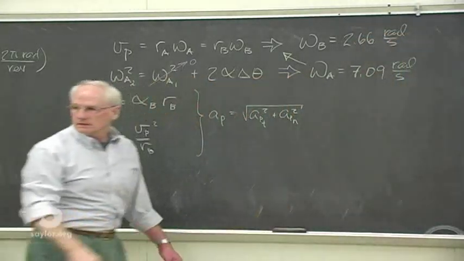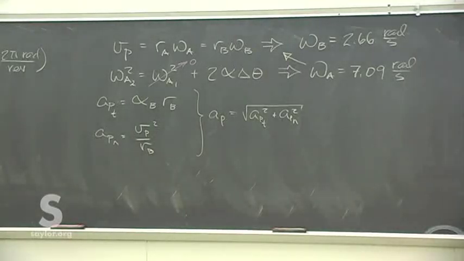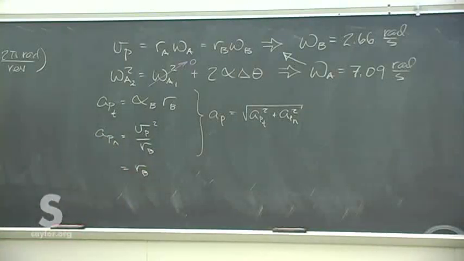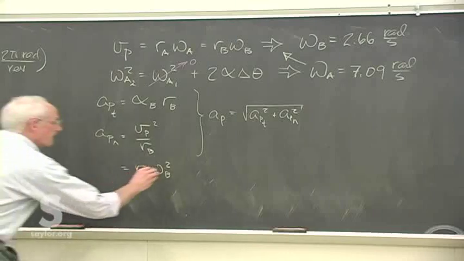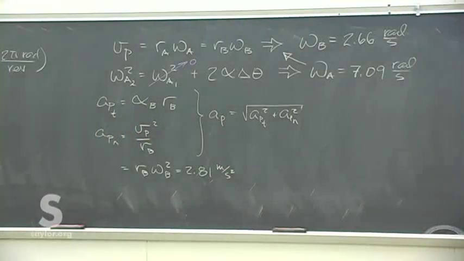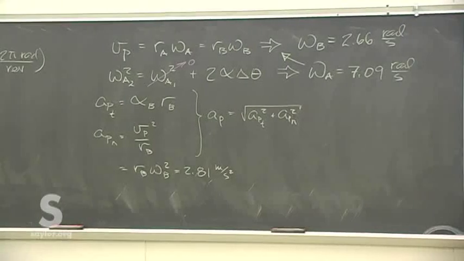Did you get that too, Tom? Okay. And then that one might be the easiest way for finding the acceleration of point B, because that would be R_B omega_B squared, and we have those two numbers. That should be 2.81 meters per second squared. Anybody have that number there? That's the normal acceleration. And then for the other one, the acceleration.